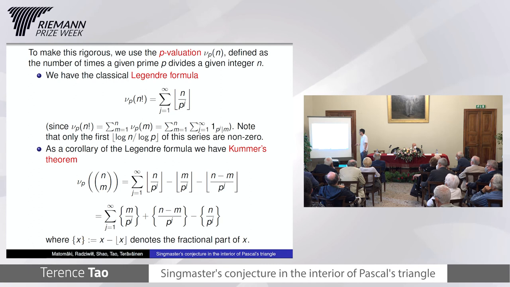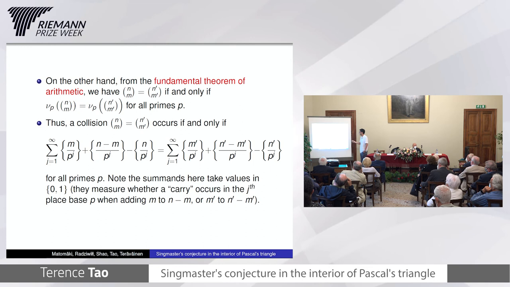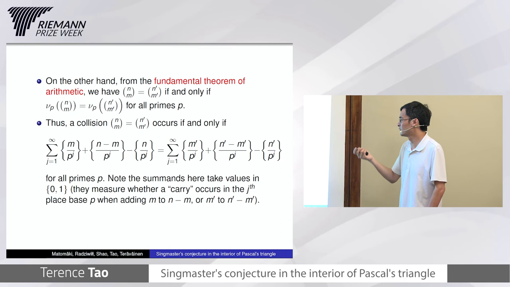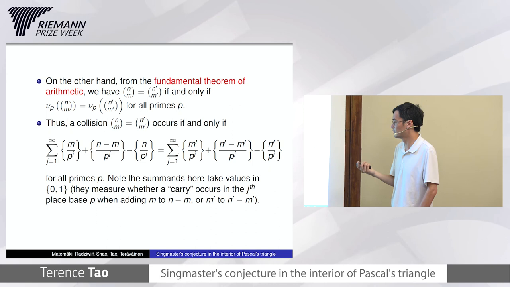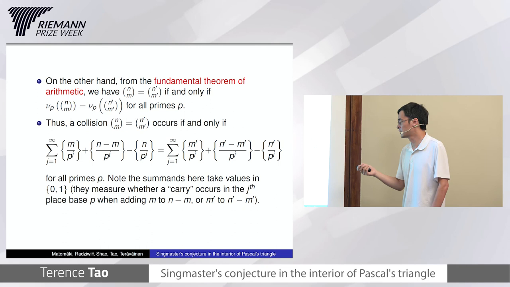So one consequence of this is that if you have two binomial coefficients that collide, then for every prime p, this sum here, which is the number of times p divides this binomial coefficient, must equal this sum here, the number of times p divides the other binomial coefficient. So this equation you can sort of factor into an infinite system of equations. For every prime p, you have to have this identity. So if you can show that these two expressions have different statistics, like if this number is equal to 1, say, 10% of the time in a certain interval, and this is equal to 1, 20% of the time in that same interval for primes in a certain interval, then you know that these two cannot be equal for every prime, and that tells you that this collision does not occur. So we just need to understand the statistical distribution of these sums here.